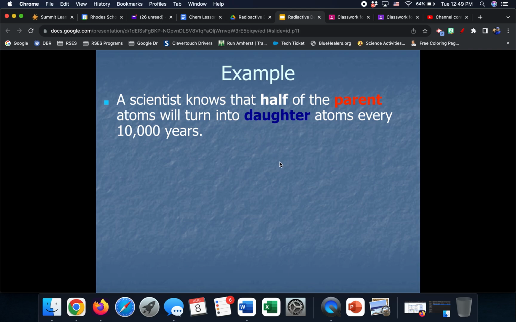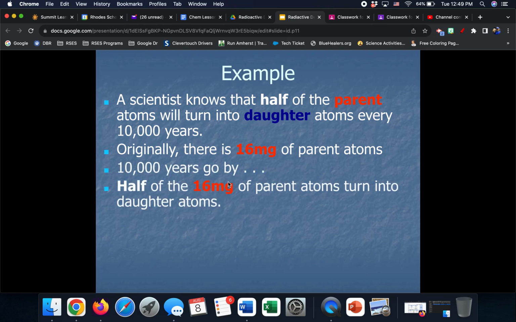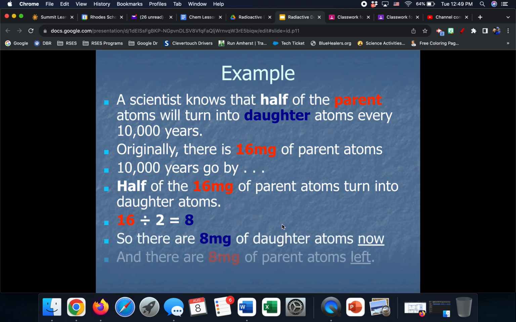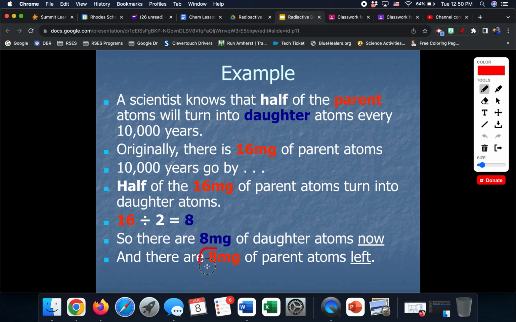So here's an example. Scientists know that half of the parent atoms are going to turn into daughter atoms every 10,000 years. If we started with 16 milligrams of parent atoms, in 10,000 years, we would have 8 of those. And we'd also have 8 daughter atoms. If we go another 10,000 years, we're going to have half of these breaking down. So we're going to end up with 4 parent and 12 daughter, a 1-to-3 ratio.